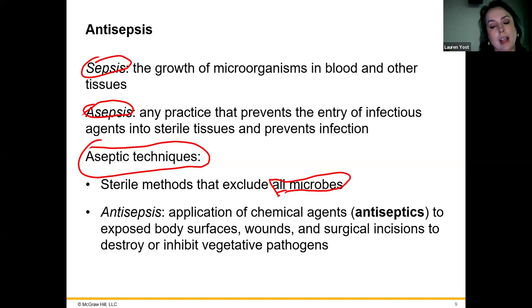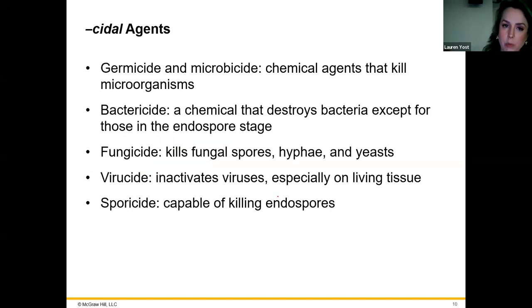Anyways, moving on to antisepsis, using antiseptics, anything on an animate surface, so living tissue, to remove microbes. Cidal agents are anything that's going to be killing. I don't think you guys need me to go through these, right? Bactericidal, fungicidal, viricidal. The only one that might be new to us in concept would be sporicidal. These are the ones that are going to be killing endospores.